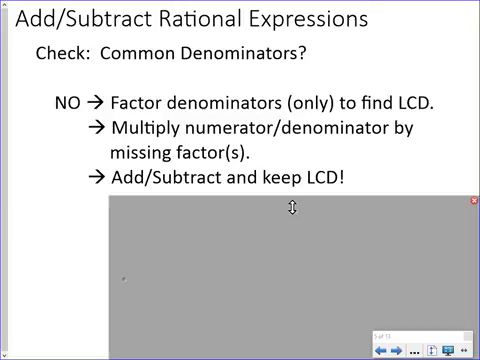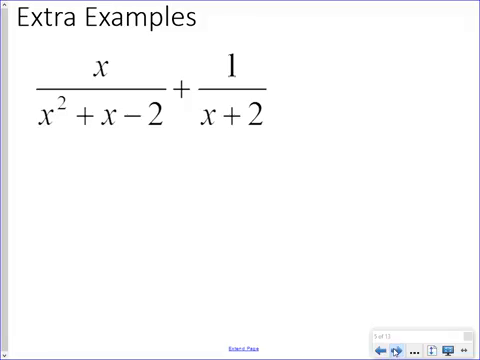So I'm going to show you just a couple of quick examples, and these are some of the more challenging examples. So here's an example where we have x divided by x squared plus x minus 2 plus 1 over x plus 2. If I look at my denominators right away, because I'm being asked to add fractions, I can easily see that they don't have common denominators. Now in this one, we have a trinomial in one of our denominators, so one thing we'll want to do first is go ahead and factor that denominator to see if the two fractions share any common factors. So let's go ahead and factor x squared plus x minus 2.